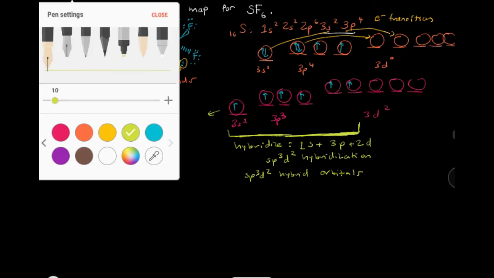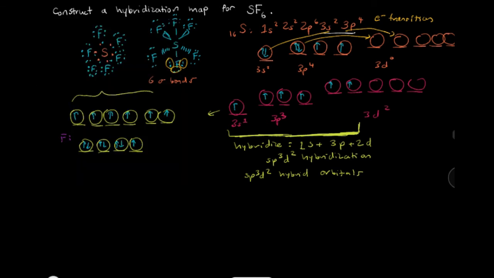So this here is going to be the new sp3d2 hybrid subshell. Each of these hybrid orbitals is now going to have a sigma bond with the fluorine. We can also note that each fluorine will have a sigma bond with the sulfur, and you're going to see this occur 6 times. So that's the idea behind it, and this is what the orbital diagram will look like.